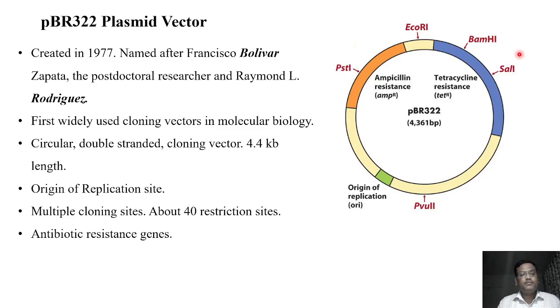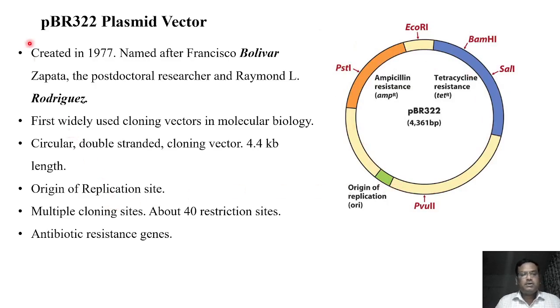This was the one prepared in the beginning, and it was very popular in the early days of biotechnology. It is a circular double-stranded cloning vector, 4.4 kb in length, so 4400 base pairs. That is the size of the DNA molecule. As we already studied in the previous slide, it has all the properties, like origin of replication site, restriction sites, and antibiotic resistance genes. So the basic necessities of a vector are all present here.